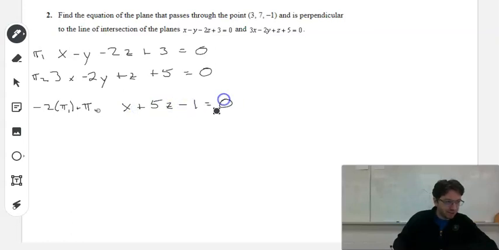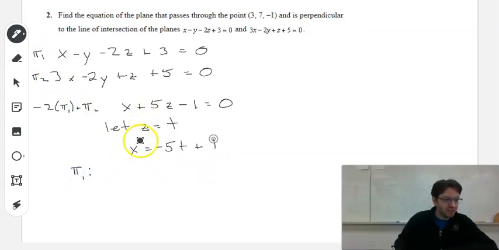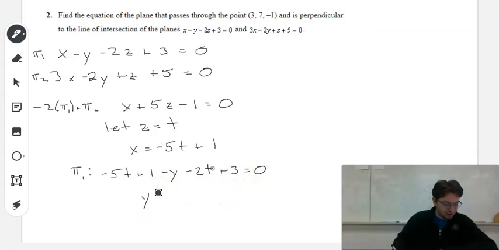minus 1 equals 0. I'm just going to let z equal t. And so x, just rearranging the equation, gives you minus 5t plus 1. Then I can go back to, say, pi 1. From pi 1, I'm going to substitute those values for x and z, and you get minus 5t plus 1 minus y minus 2z, which is t, plus 3 equals 0. Rearranging that for y, you get minus 7t plus 4. So those are our parametric equations for the line.